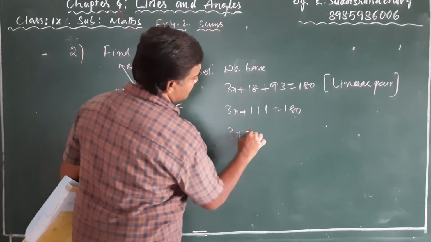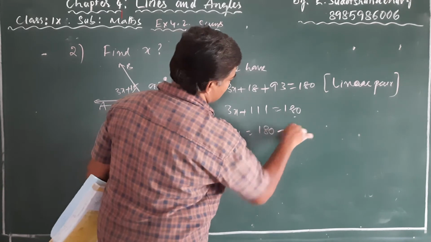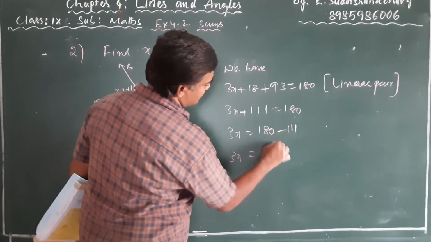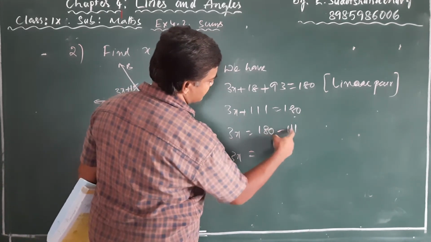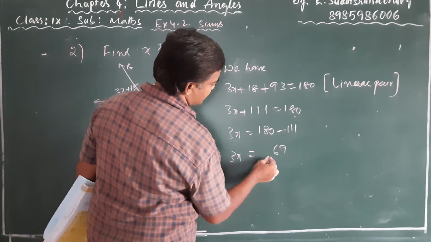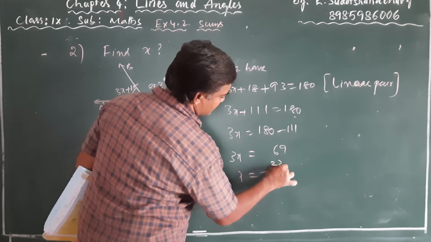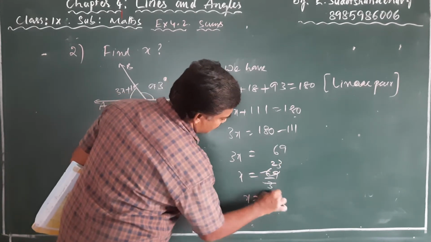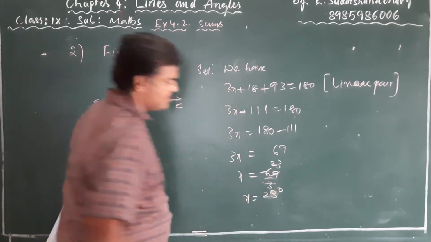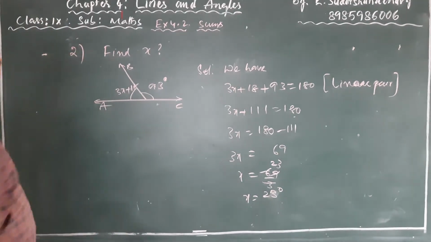So 3x is equal to 180 minus 111. So 3x is equal to 69. Next, x is equal to 69 by 3. 3 twos are 6, 3 threes are 9. Therefore x is equal to 23 degrees.